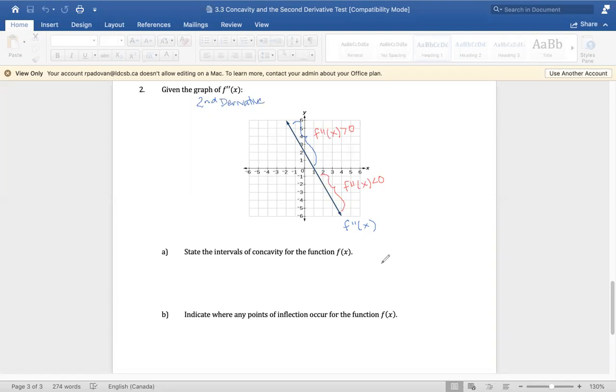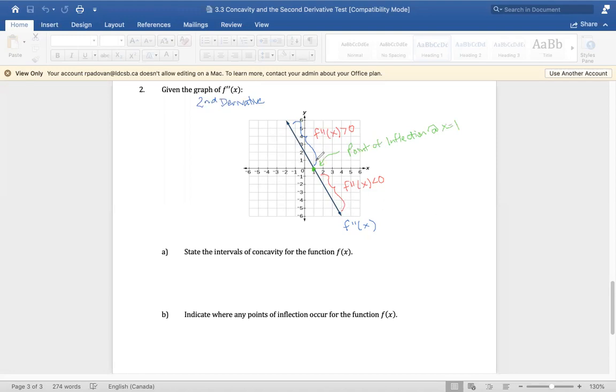So where does the switch happen? That would happen right when the graph is crossing the x-axis. We're crossing the x-axis at this value of x equals 1. So the switch happens at the x value of 1. That would be our point of inflection. Point of inflection at x equals 1.